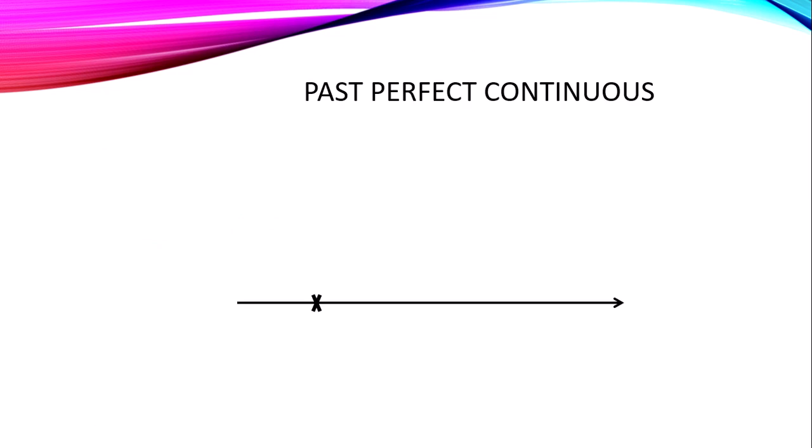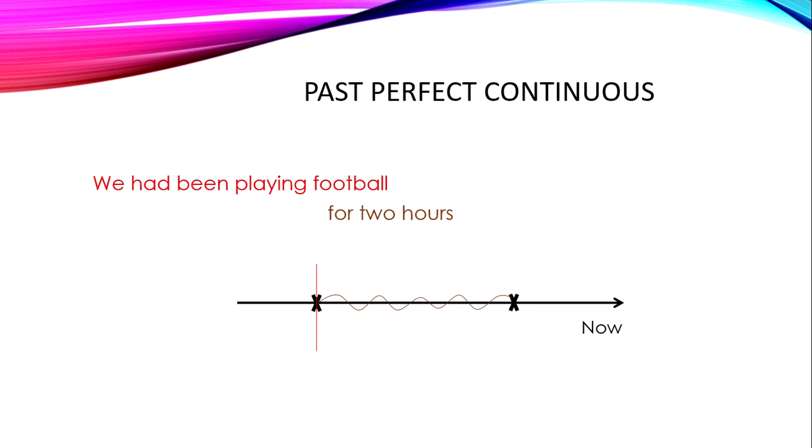So we have two actions in the past, and one happened before the other. We had been playing football. So this is the first action. It's a long action, for 2 hours. Then we have the coming of another action in the past, when she arrived.